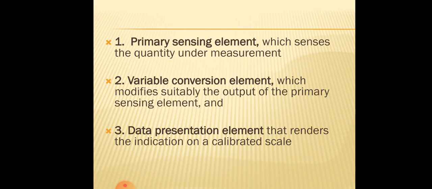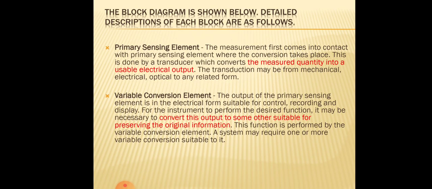Now moving ahead, we will see each block in detail. The block diagram is shown below. Detailed description of each block. Okay, so the details about each and every block are as follows. First one is the primary sensing element. The measurement first comes into contact with the primary sensing element where the conversion takes place. This is done by a transducer which converts the measured quantity into a usable electrical output.